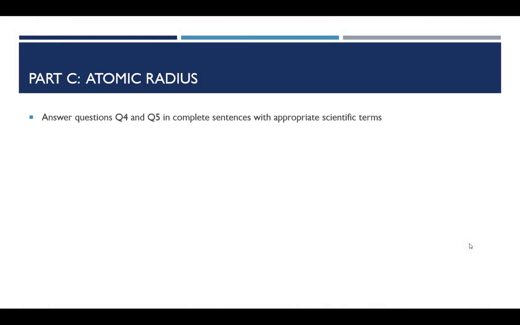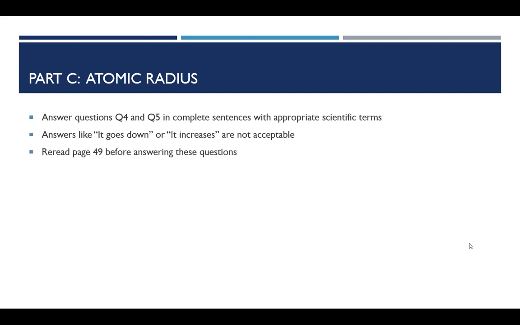Finally, answer questions 4 and 5 in complete sentences, and be sure that you have appropriate scientific terms in your answers. So don't just answer, it goes down, it goes up, it increases, it seems to go down, something like that. Those are not acceptable answers, and you will not receive credit for answers like that. So before you answer those questions, please reread page 49, because that will help you out.